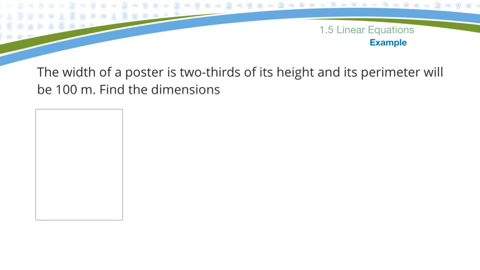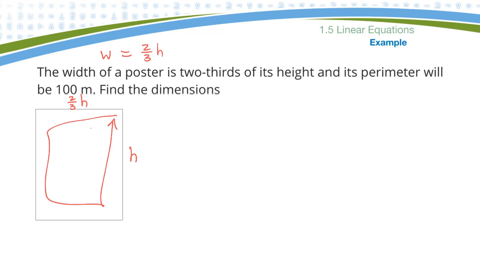Feel free with all these questions to try them on your own without me going through them, and then come back to see if you came out right. Okay, it says the width of a poster is 2/3 of its height. So the width is 2/3 times the height. So if this is the height, then this would be 2/3 times the height. And its perimeter is 100. So the perimeter is 100 the whole way around.